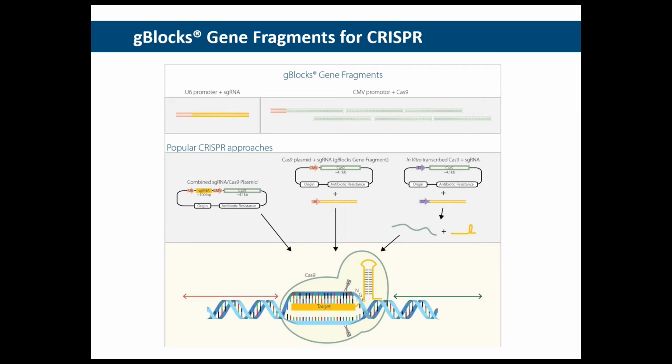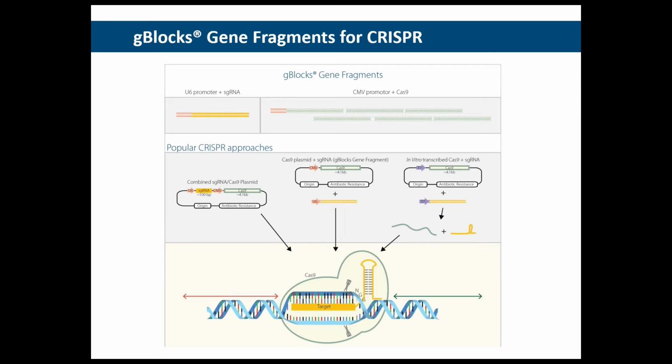And so optimizing the amount of single guide RNA that you get into the cell, so that you have enough to create the double-strand break at the targeted site, but not so much that you're creating off-target effects, is something that is really important to optimize for.